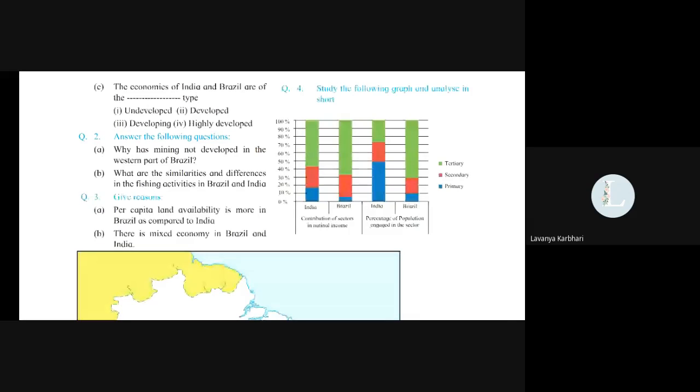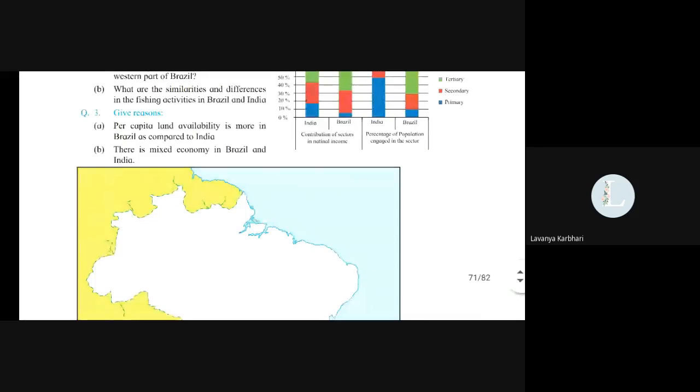What are the similarities and differences in the mining and fishing activities in Brazil and India? Read the topic and make three to four points based on the fishing activities in Brazil and India. Distinguish, and give reasons. Per capita land availability is more in Brazil as compared to India. We can easily see that because of the huge, enormous population, per capita land availability is less in India and more in Brazil.